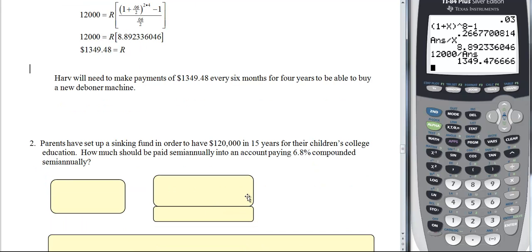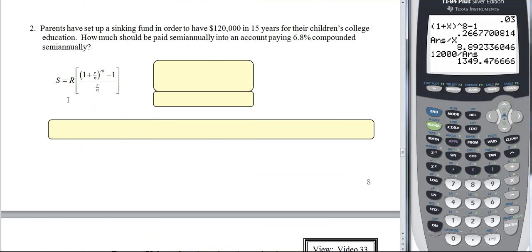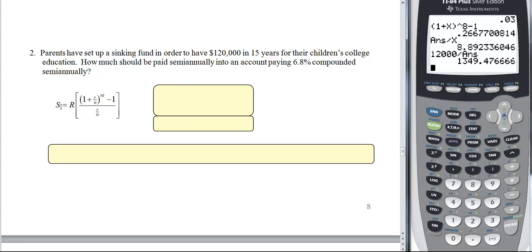Okay, got another one. Parents have set up a sinking fund in order to have $120,000 in 15 years for their children's college education. How much should be paid semi-annually into an account paying 6.8% compounded semi-annually? Well, now this right here, even if they didn't use the word sinking fund, this is the amount they want in 15 years. That is a future amount, but they're going to be doing payments to get that done. So I'm going to be using the very same formula. So I'm going to put the values in, 120,000 here. My R is 0.068 divided by 2, so the N in 3 places is 2, and the time is 15 years.